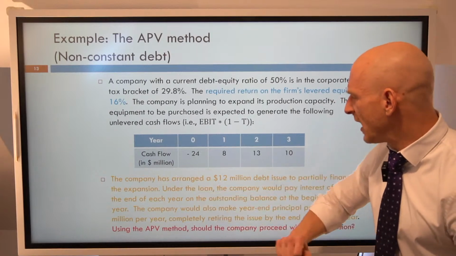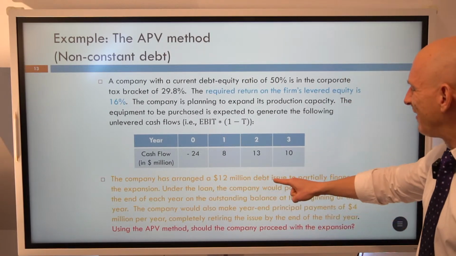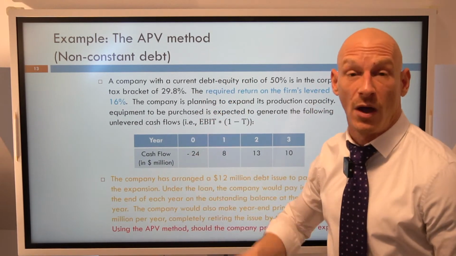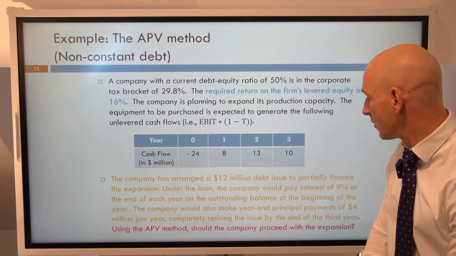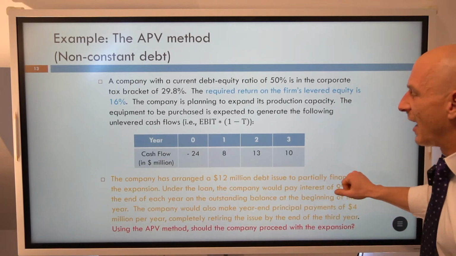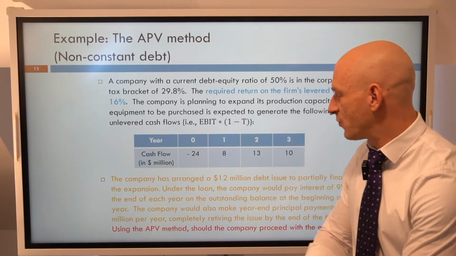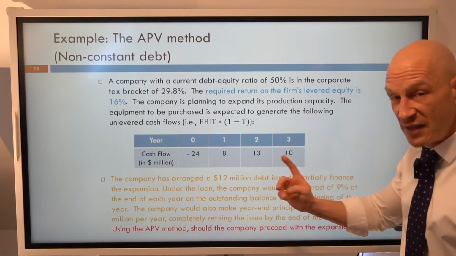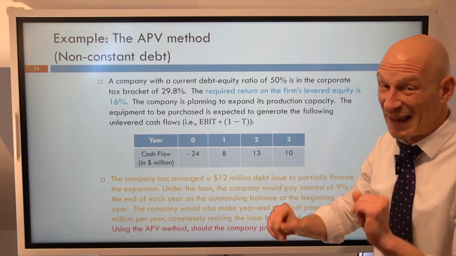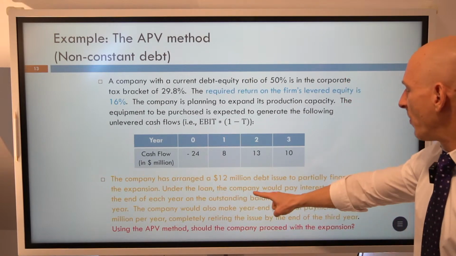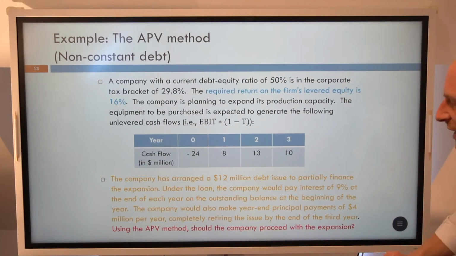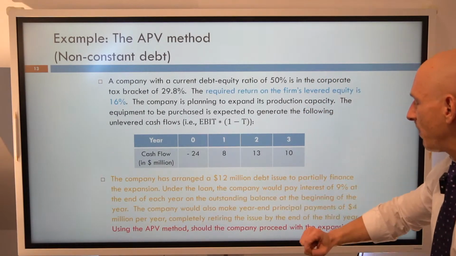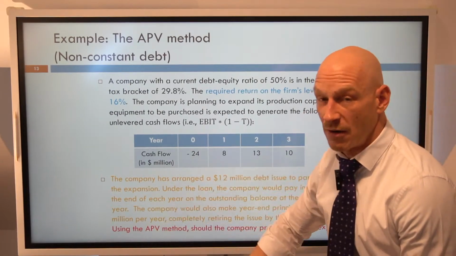So the company has arranged a 12 million debt issue. So they are issuing a bond. They are trying to raise debt. How much? $12 million. Why? They want to partially finance the expansion in this way. Under this loan or this bond, the company, and this is where the description is a bit lacking, would pay an interest of 9% at the end of each year on the outstanding balance at the beginning of the year.